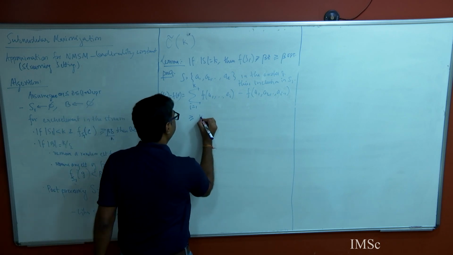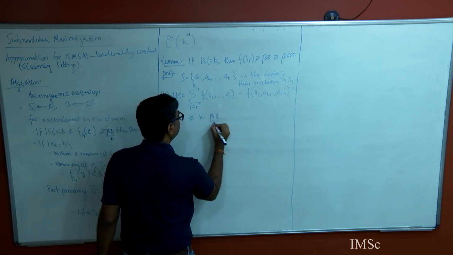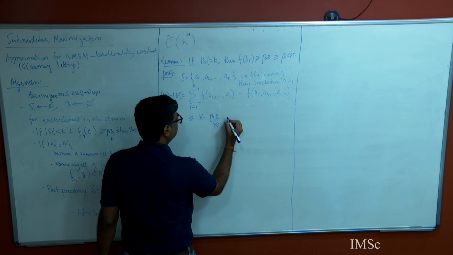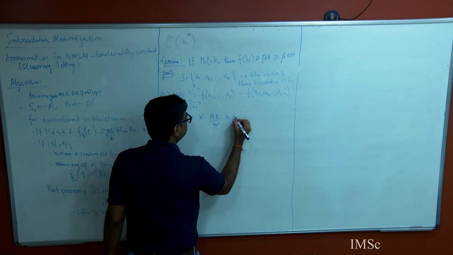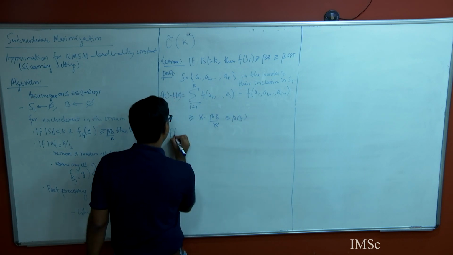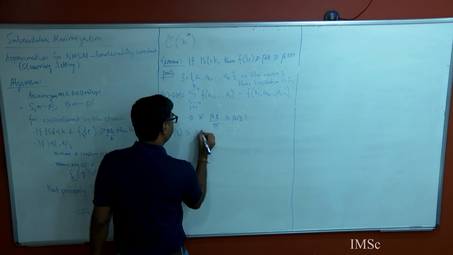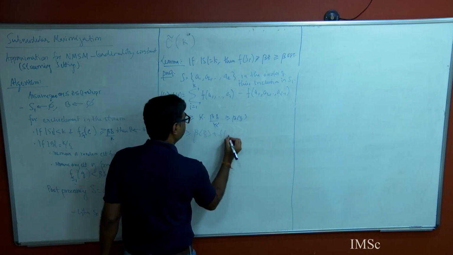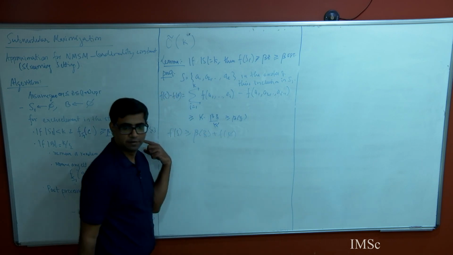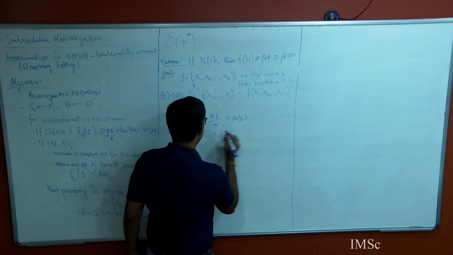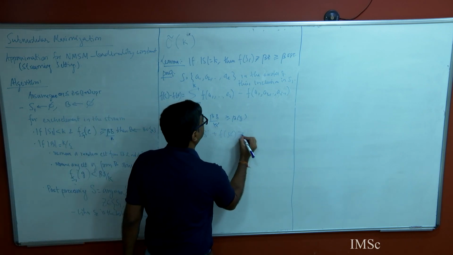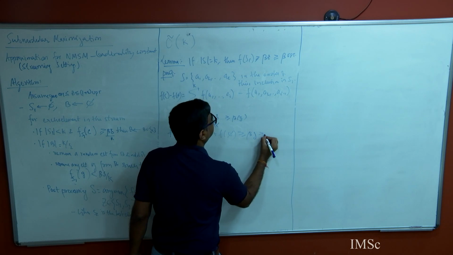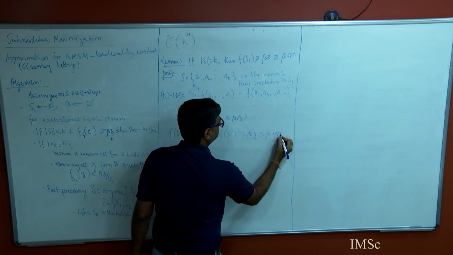Right? So what will you get? K times beta z by k. So k will cancel. This is at least beta z. So f of S is at least beta times z plus f of empty set. But this is a non-negative function. So this is at least beta times z, which is at least beta times opt.